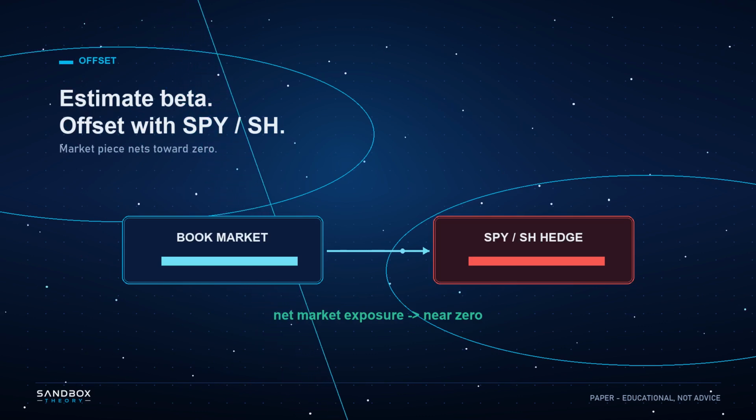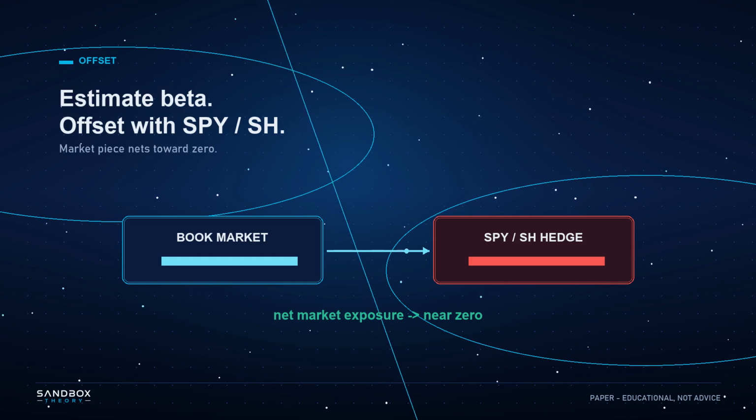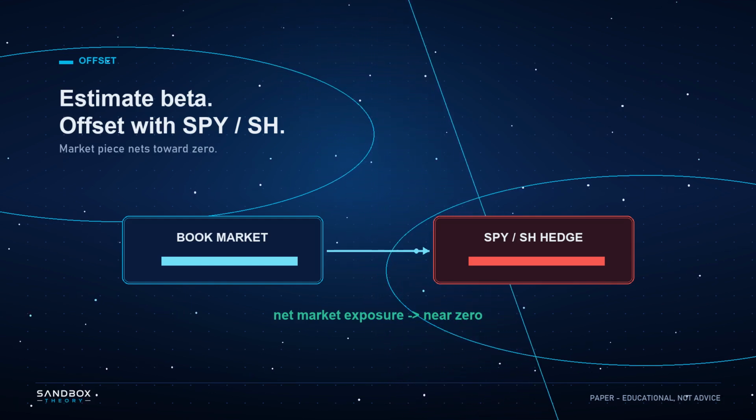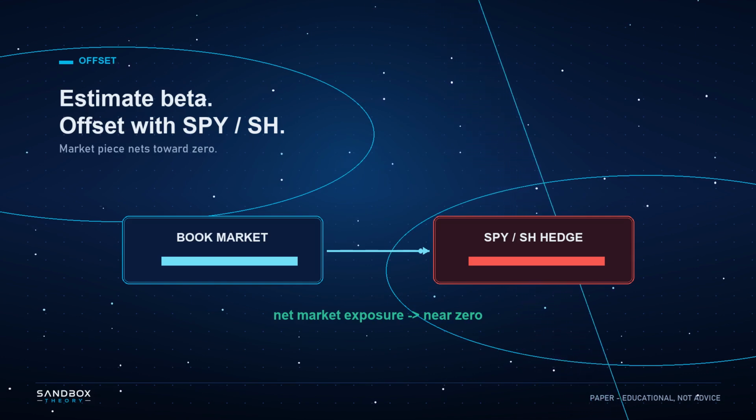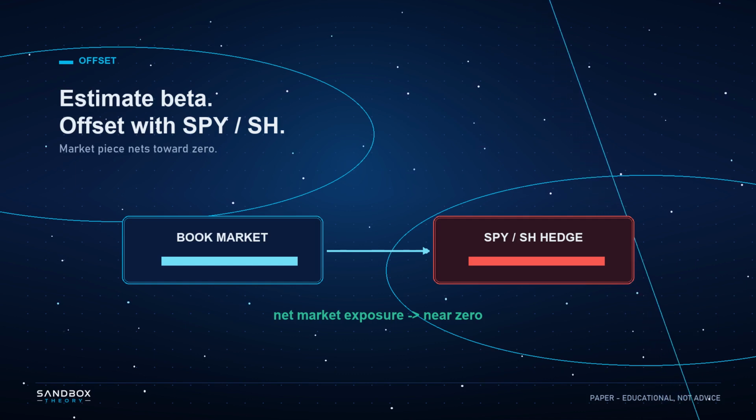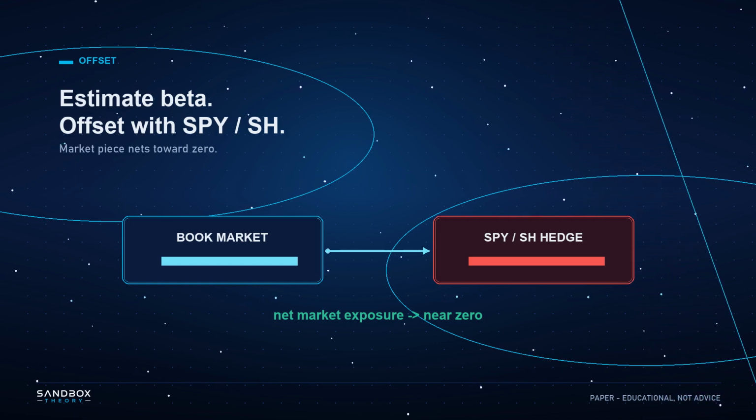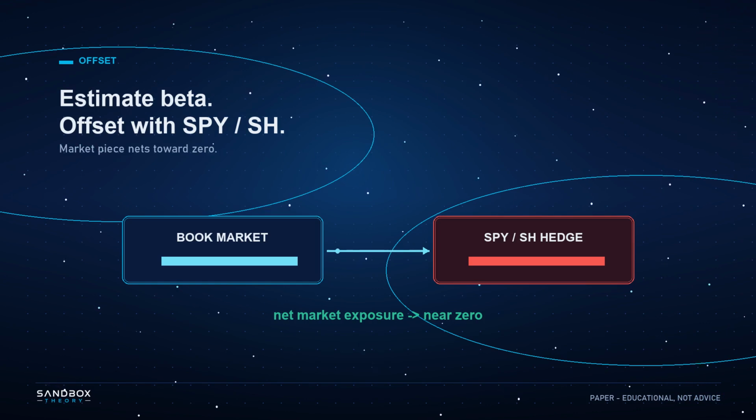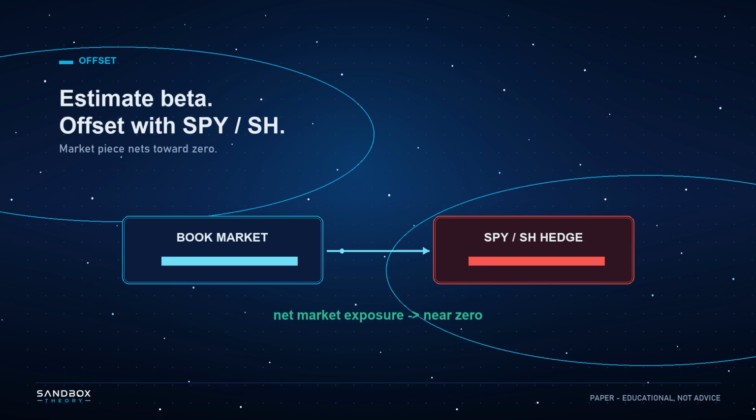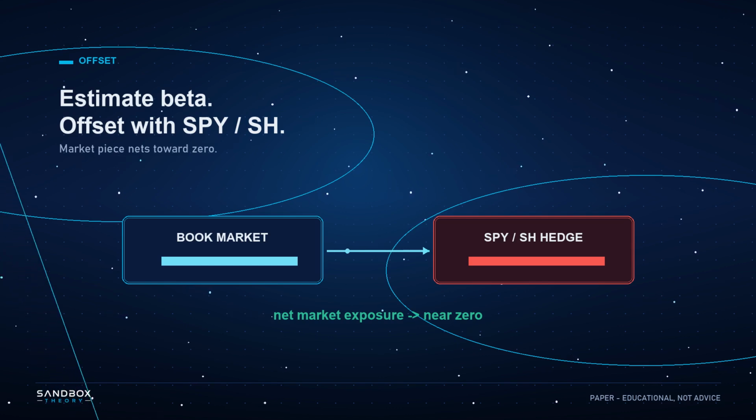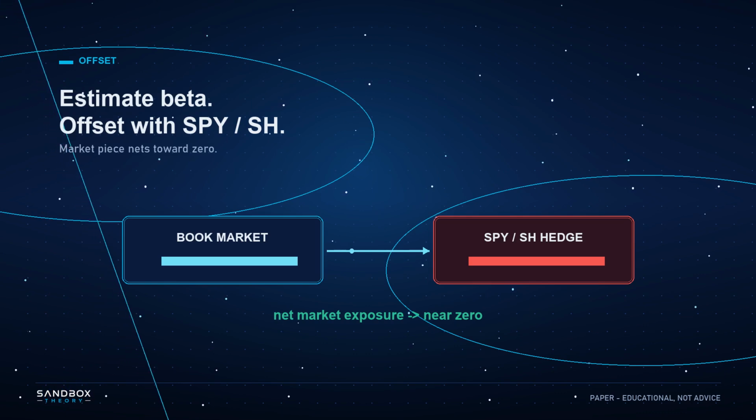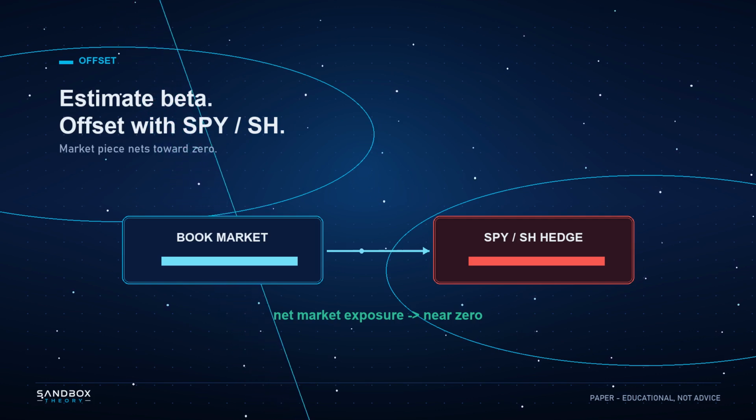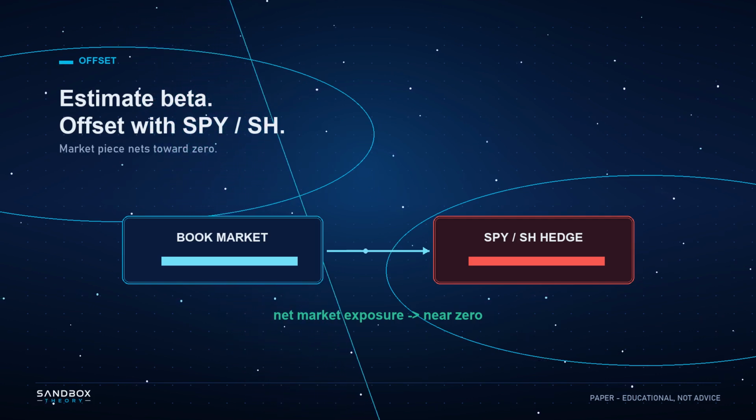So I estimate the book's beta, how much it moves for a given market move, and I put on an offsetting position. The instrument is simple, SPY, the S&P 500 ETF, or the inverse S&P ETF, SH, sized so that its market exposure roughly cancels the book's. If the book leans long the market, the hedge leans short the market by about the same amount. Add them together, and the market piece nets toward zero. What's left is the part I actually care about, whether my stocks beat the market.